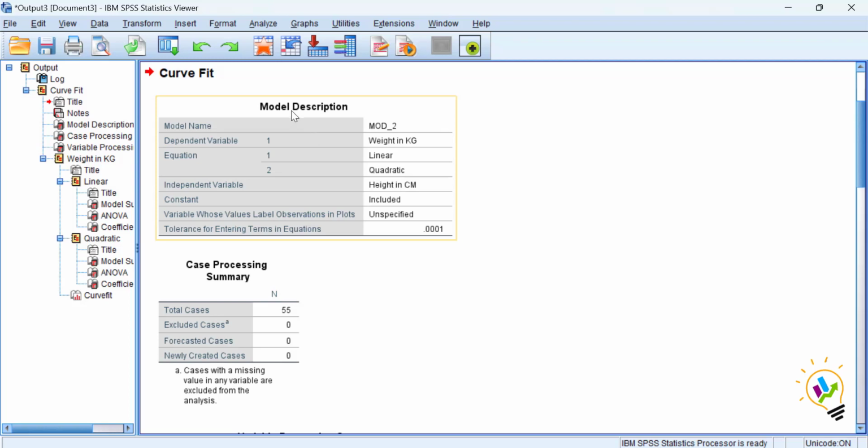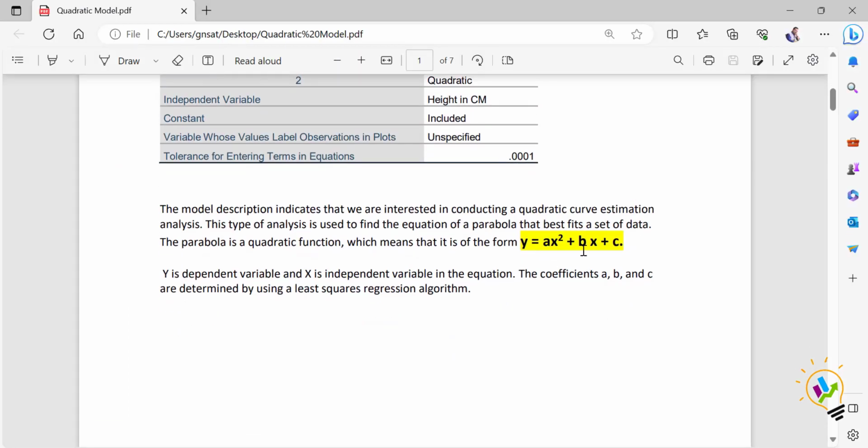Here you can see the model description. In the model description, we have two equations. One is the linear equation, the other one is for quadratic. We already know the dependent variable is weight in kgs. The equation for linear is y equals a plus bx. This is a straight line linear regression. But the quadratic equation is y equals ax square plus bx plus c.